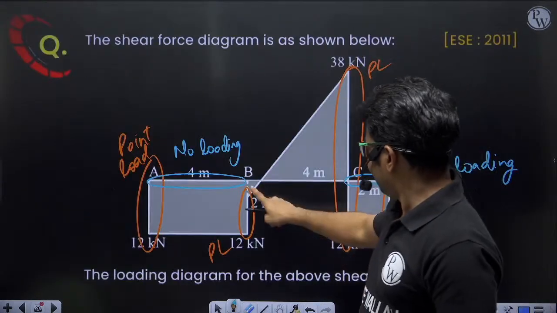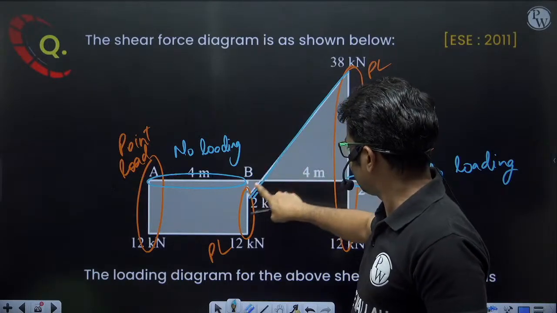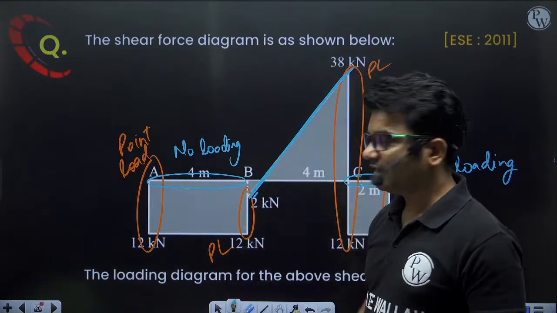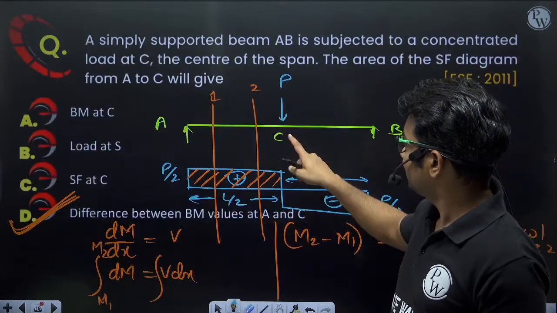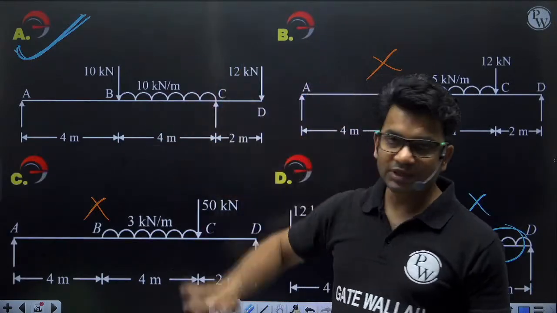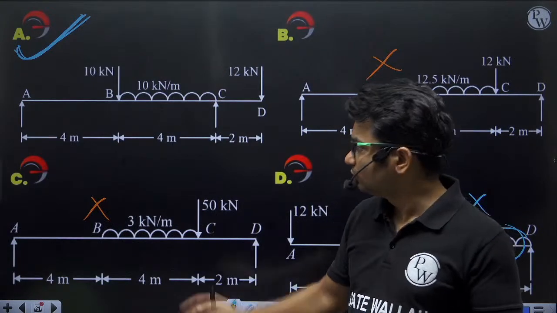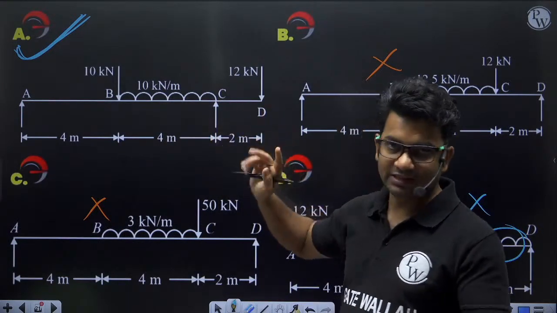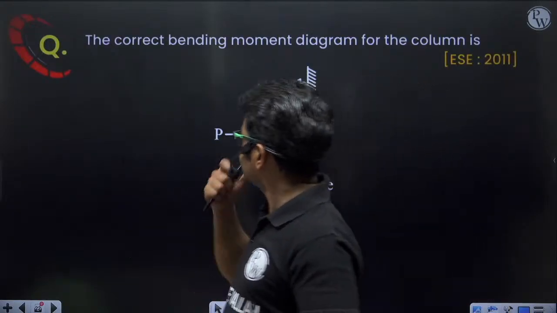In portion BC, there is a straight inclined line, a triangular shear force diagram. That means we will be having a uniformly varying load. Option A is correct. Clear? No need to calculate values or magnitudes in this question. Now let's move on to the next question.